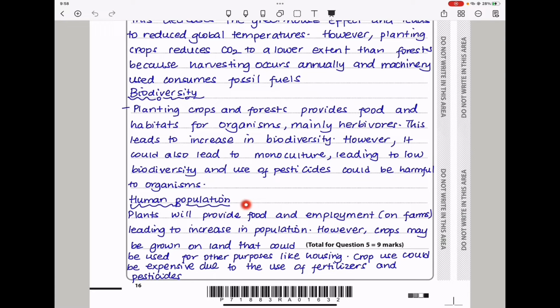When we go to human population, plants will provide food and employment on farms, and this can lead to an increase in population. However, crops may be grown on land that could be used for other purposes, like housing. Crop use could be expensive due to the use of fertilizers as well as pesticides, so this could be a negative effect, although we have a positive effect due to employment and so on. So this brings us to the end of question 5. Let's continue to question 6.